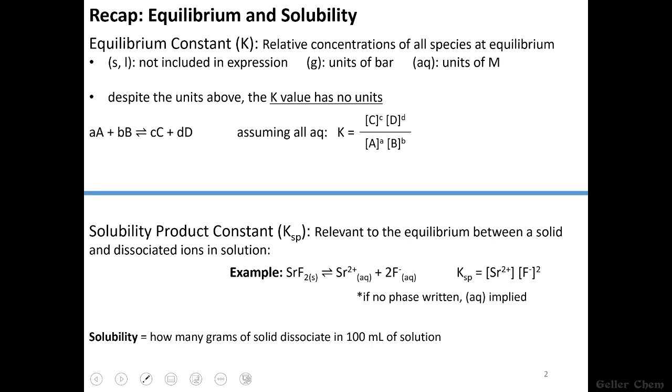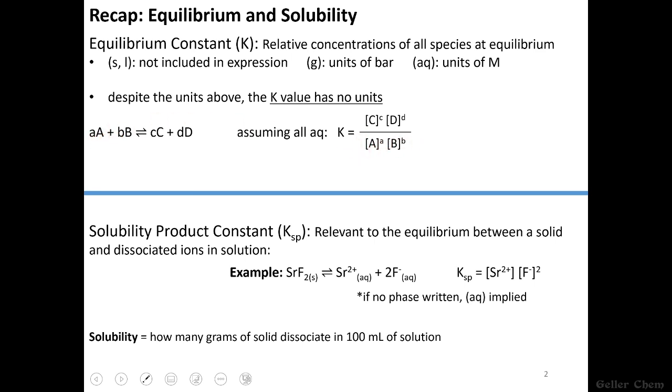For gases, we use units of bar, which is actually a unit of pressure, but pressure and concentration are directly related to each other. And for aqueous, we just use units of molarity. Despite the units above, the K value itself has no units. The reason why is more of a pChem idea. And then we just learned a generic way of expressing the constant, which is just concentration of all products of an equilibrium raised to whatever their coefficients are, divided by the same concept, but for reactants.